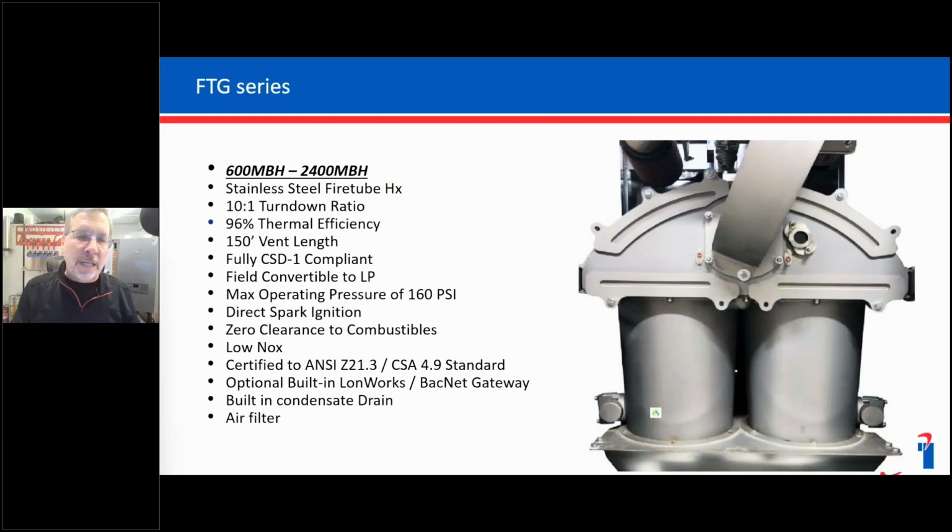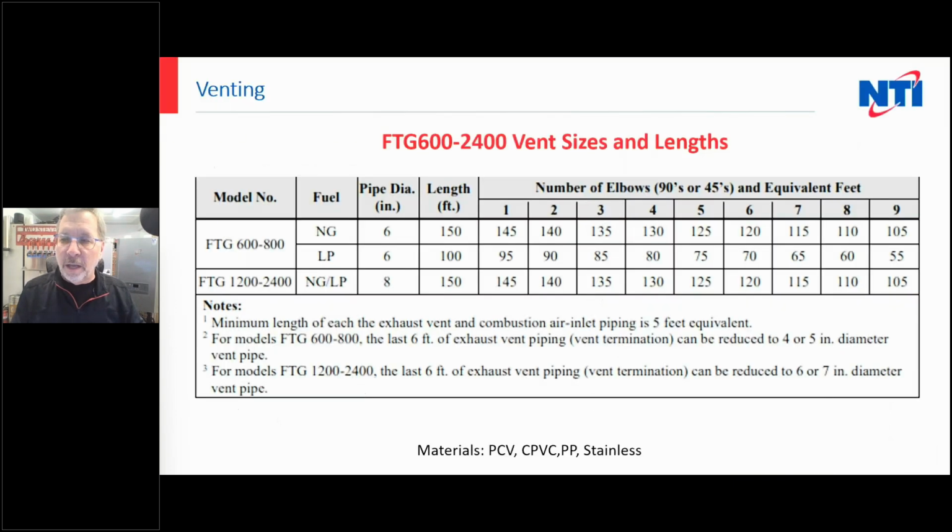So these have all the same things that the FTVN have in it, with the manual reset low water cutoff, manual reset high limit. They are CSD1 compliant out of the box. They are field convertible to propane, just like the TFTN. These are 160 PSI also.